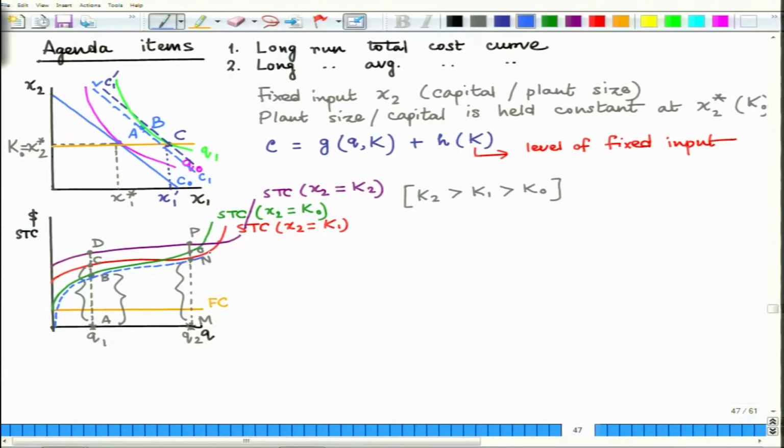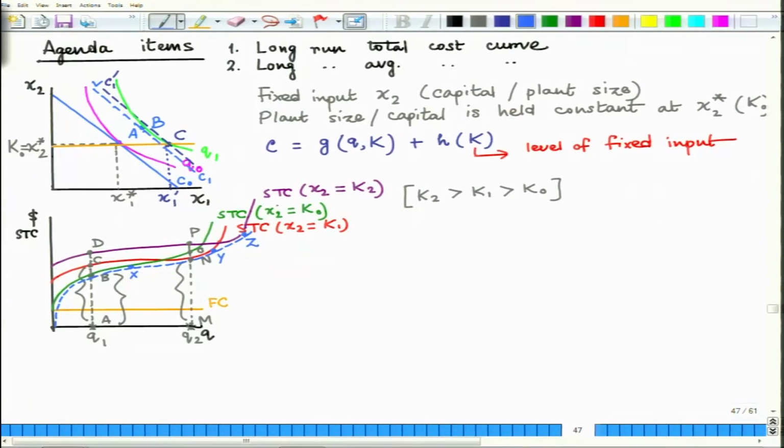so the long run total cost curve I have to draw in such a way that it becomes tangent to the short run total cost curves. Suppose we have a tangency point right here, say at point x, then there can be another tangency point between the long run total cost curve and the short run total cost curve for the plant size K1 at point y, and there is another tangency point between the long run total cost curve and the short run total cost curve for the plant size K2 at this point z.